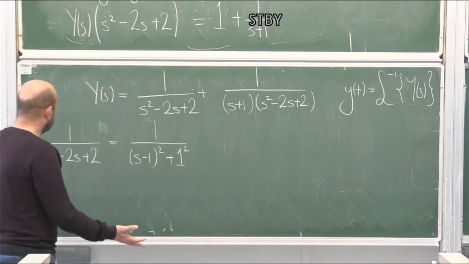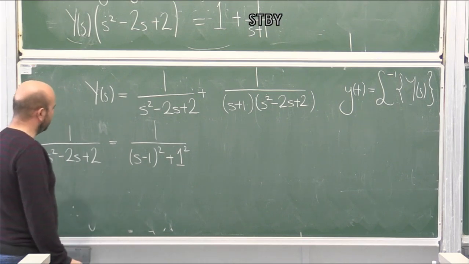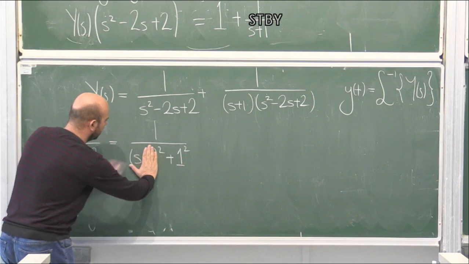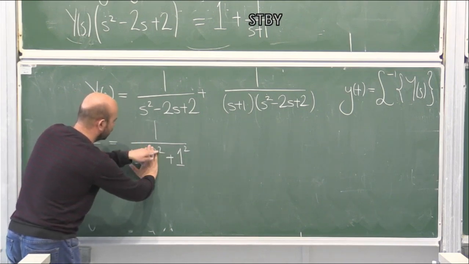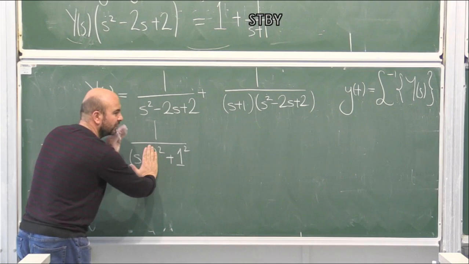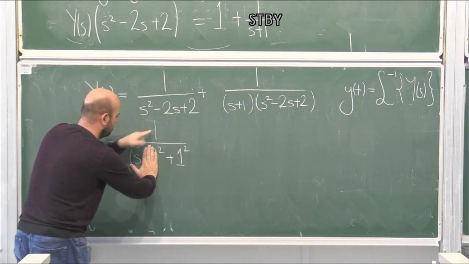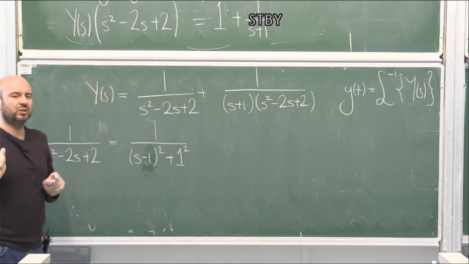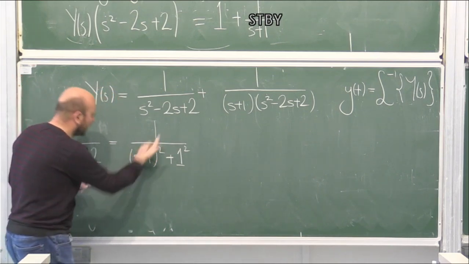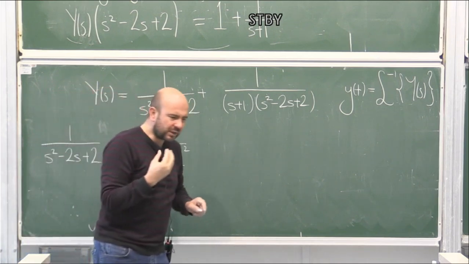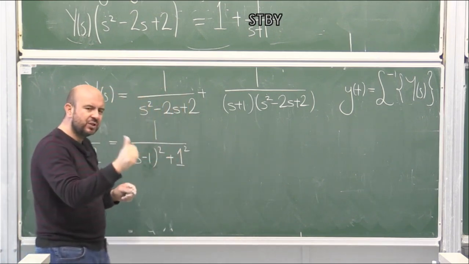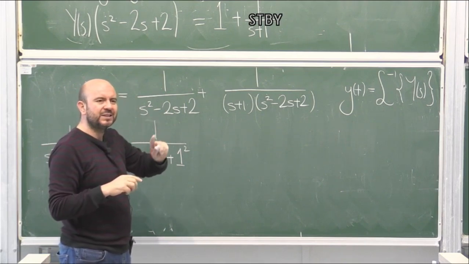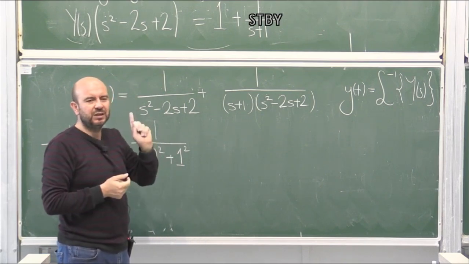Now, does it look like something known? Actually, if there wasn't the minus 1 here, this is 1 over s squared plus 1 squared. If you remember the formula for sine, a over s squared plus a squared, it means that, yes, it's actually sine. But there's a minus 1 here. So what's happening? We have s minus 1. And we know that there's a shifting in the s domain. If there's a shifting in the s domain, that means there's an exponential multiplication in the time domain.